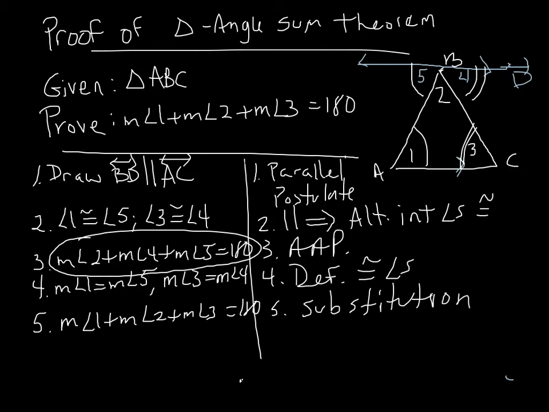So we've now proven that the sum of the angles inside of a triangle is in fact equal to 180, and that will be true all the time. And that is our triangle angle sum theorem. So let's use that to do this next problem.